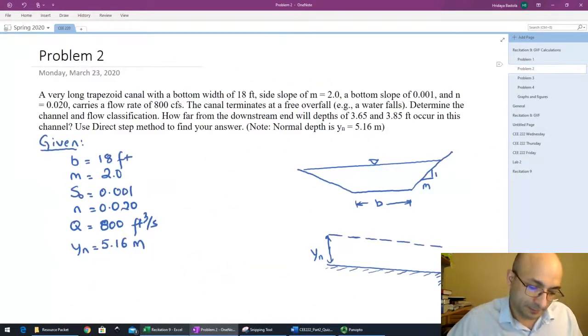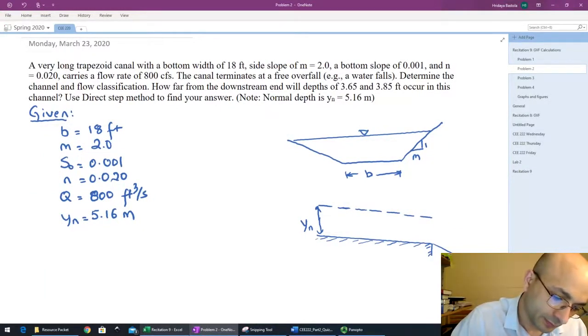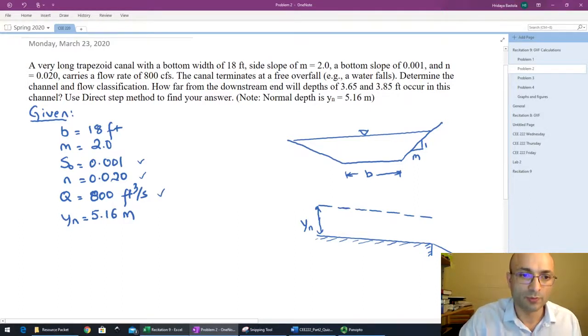Problem 2, we have a trapezoidal channel. The channel geometry information is given: channel width of 18 feet, side slope of 2. We know the channel bottom slope. We have Manning's roughness value. We're given the discharge and the normal depth. So what we're not given here is the critical depth.